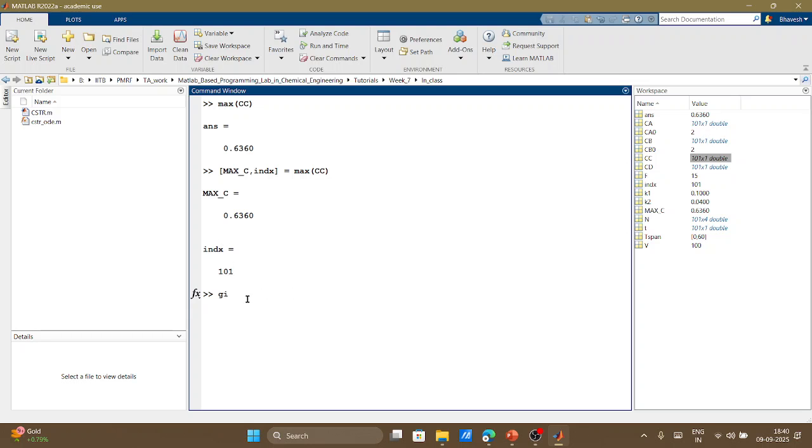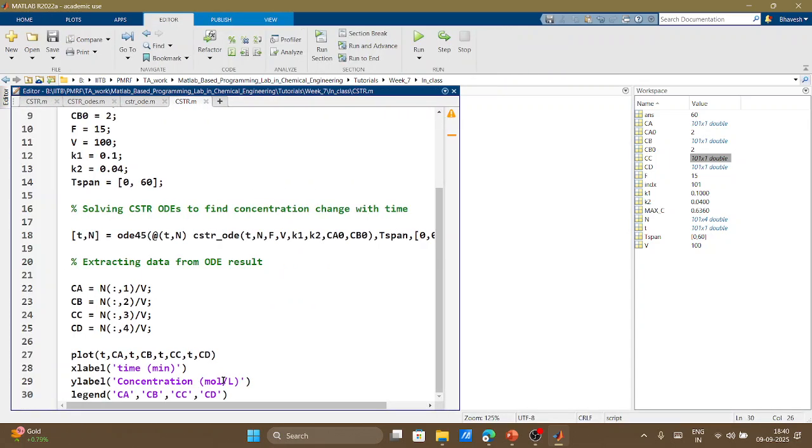Now corresponding to it, what time will I have? So I can put time NDX. For time I have used T, right? So T index 101, that is 60 minutes. So at 60 minutes my concentration will reach the maximum value, I can say that. So same thing we can put it here, that this was part 1.